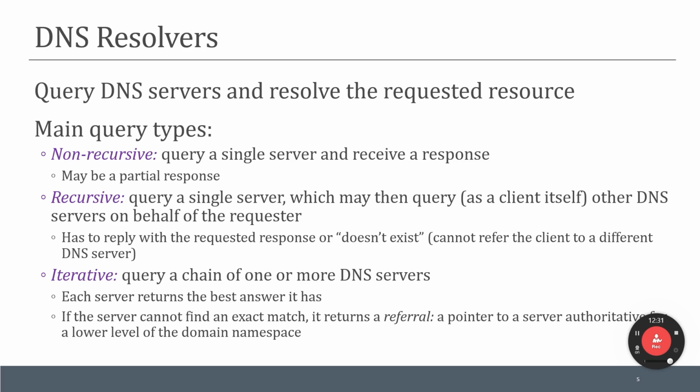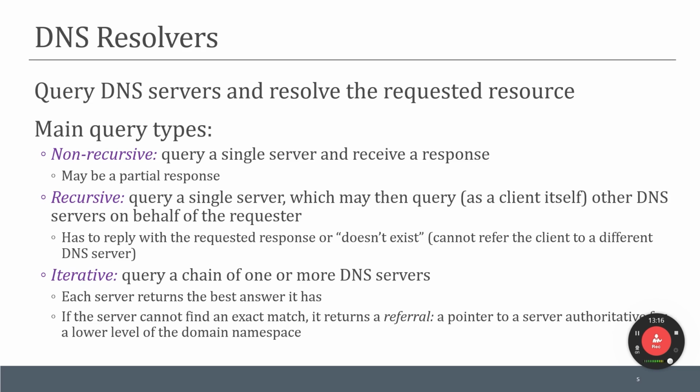And there are three main query types. One is non-recursive type, and recursive type, and iterative type. So here, non-recursive type is to query a single server and receive a response. And it may be a partial response, meaning it might not be complete. And recursive type is to query a single server, and then query other domain name servers on behalf of the requester.